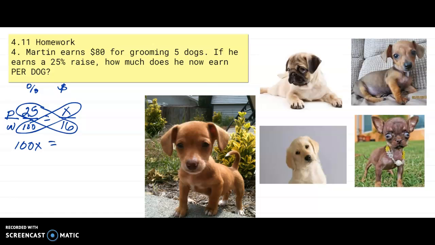And 25 times 16 is 400. I'm going to divide both sides by 100. X equals 4. So he used to get paid $16 for each dog. Now he gets a $4 raise, so he gets paid $20 per dog.